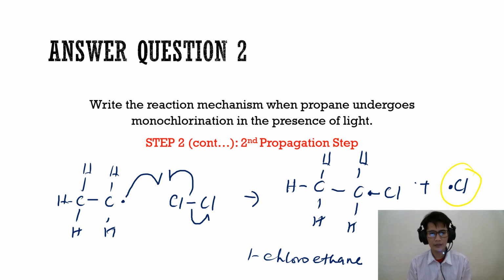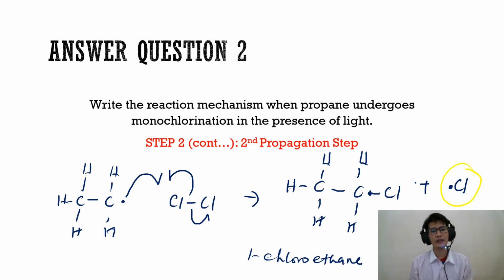Step number two, the second propagation step. Okay, hasilkan the free radical that will be used in the first propagation step balik. Okay, and then the first propagation step hasilkan the free radical that will be used in this second propagation step. So this is some sort of chain reaction, tindak balas berantai. Okay, dia sentiasa terus menerus. Okay, tak henti-hentilah. Okay, so how to end this reaction actually?